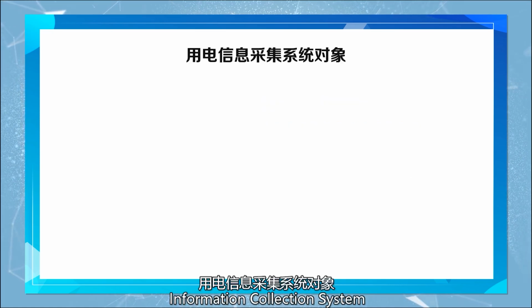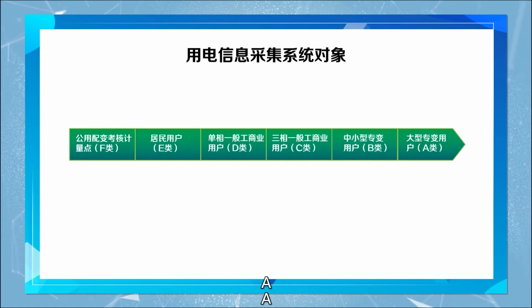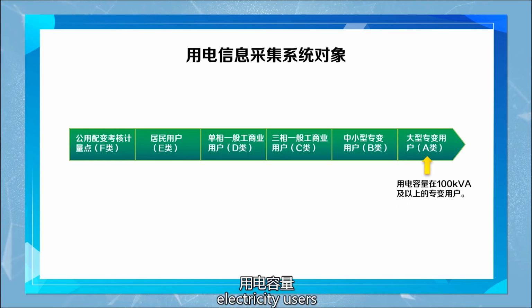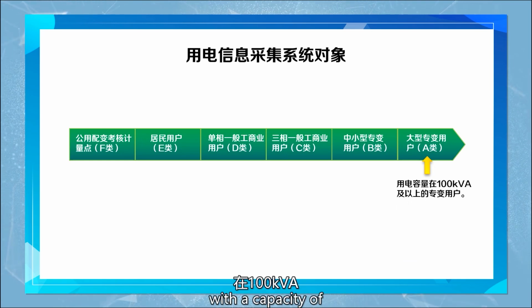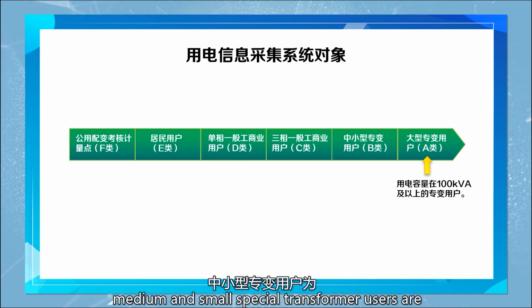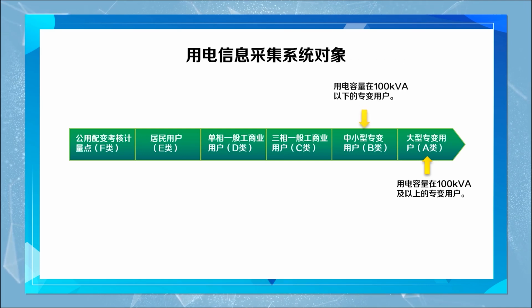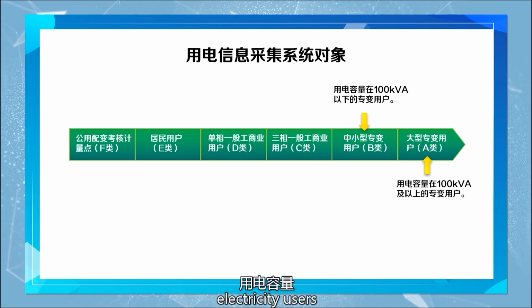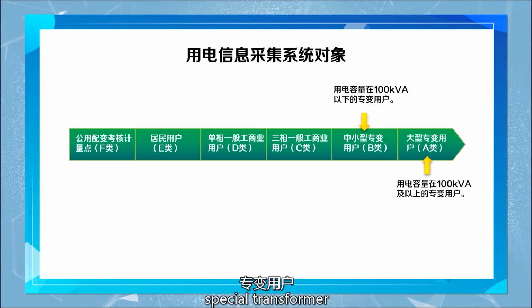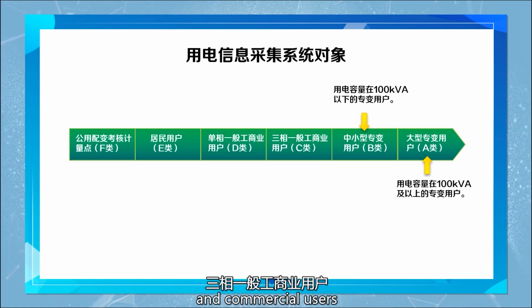The objects of the electricity information collection system mainly include six types: A, B, C, D, E, F. Among them, large special transformer users are type A, which refers to electricity users with a special transformer capacity of 100 kilovolt ampere or above. Medium and small special transformer users are type B, which refers to electricity users with a special transformer capacity below 100 kilovolt ampere.